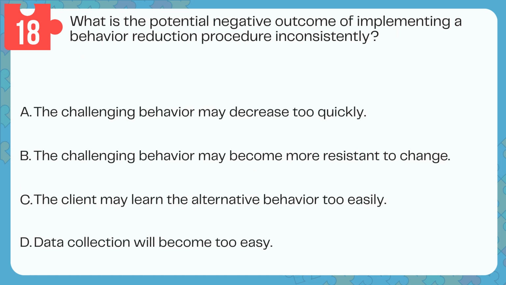Question 18. What is the potential negative outcome of implementing a behavior reduction procedure inconsistently? A. The challenging behavior may decrease too quickly. B. The challenging behavior may become more resistant to change. C. The client may learn the alternative behavior too easily. D. Data collection will become too easy.